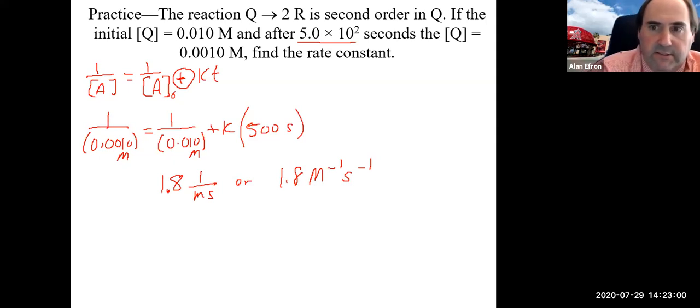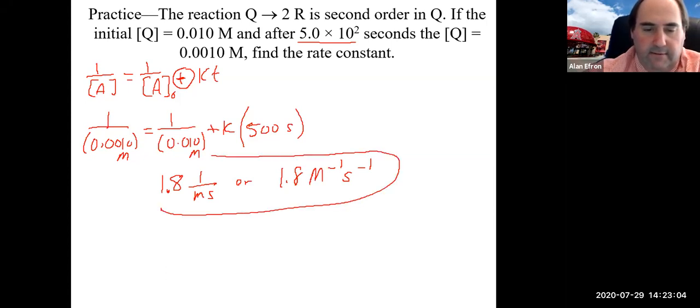Any questions on that particular one there? It probably wouldn't actually say that in terms of it being second order with respect to R.